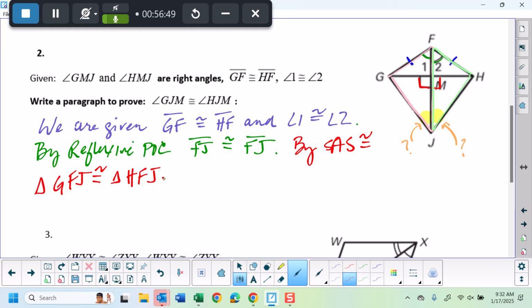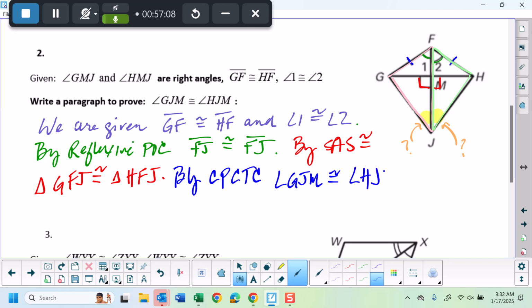And then here's my kicker, here's where I get to bring it home. By corresponding parts of congruent triangles are congruent, that tells me that angle GJM has to be congruent to angle HJM, because they are corresponding parts of congruent triangles.